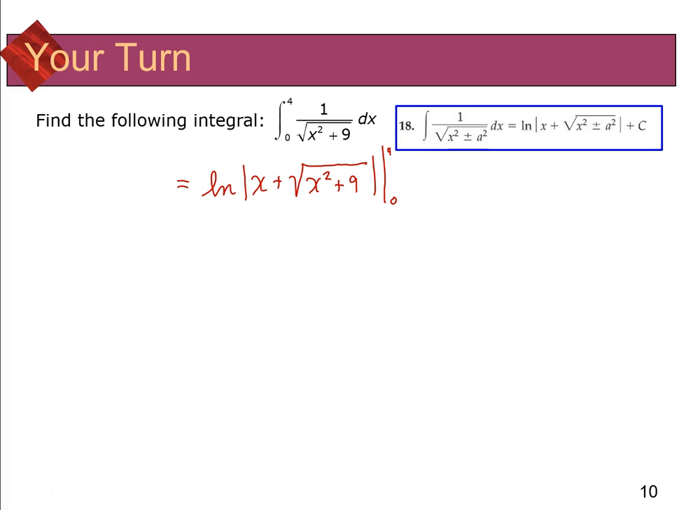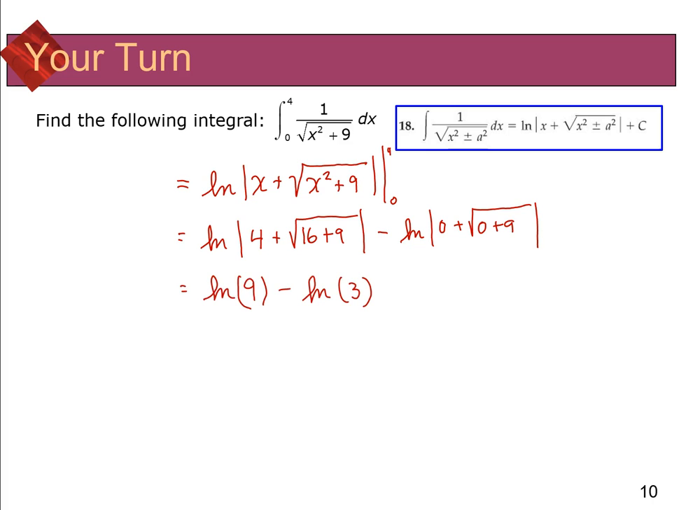I could really get rid of the absolute values now. Well, not really, because I don't know if x is positive until I look at the numbers I'm going to plug in for it. If I use 0 or 4, then what's inside the absolute value is going to be positive at the very least. I really don't need the absolute values. But when I put the 4 in, and I put the 0 in, and I subtract, I end up with the natural log of 9 minus the natural log of 3.